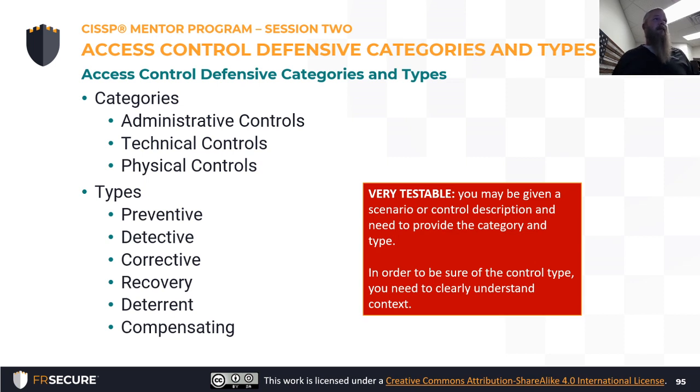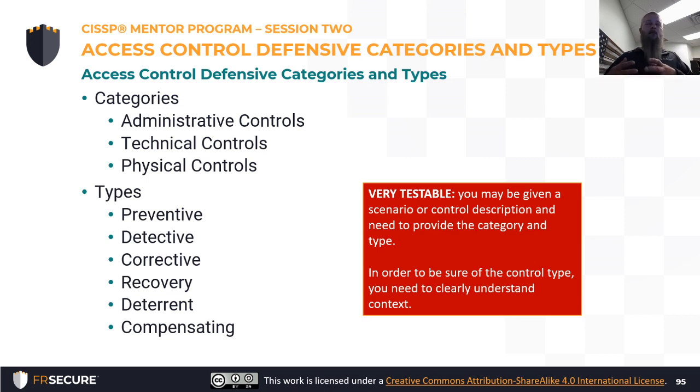Access control, defensive categories and types. This is very, very testable. Categories, 3 categories. We've talked about it. It's in our definition of information security. Administrative, physical, and technical controls. Those are the control categories. Then there's types under those categories. The types is the intent behind the control. Intent might be to prevent something bad from happening. That'd be a preventative control. To detect something bad that happened, that'd be a detective control. So you have the categories, and then you have the intent, which would be the types.